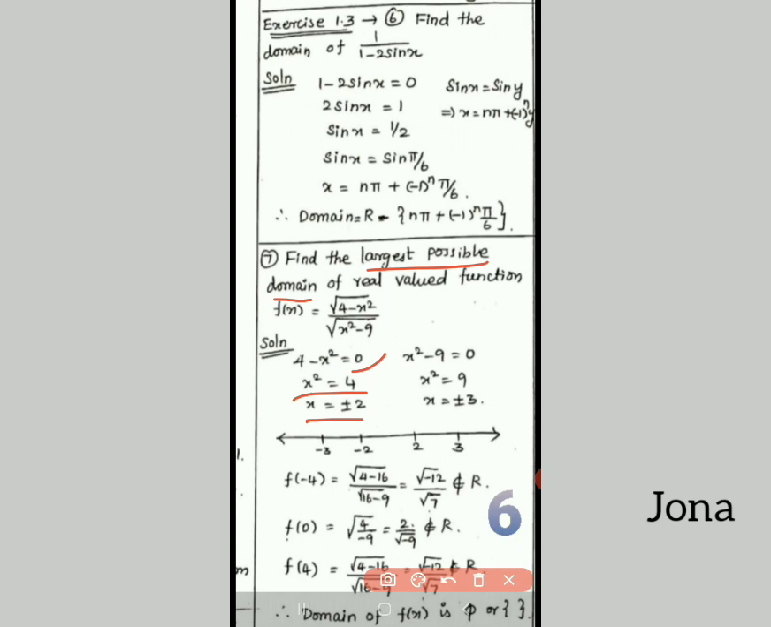And then the next one is x square minus 9 equal to 0. So x square equal to 9, so x equal to plus or minus 3. So totally I have 4 values here, plus or minus 2 and plus or minus 3. These I want to keep on the number line. Plus 2 and plus 3 will be on the positive side, minus 2 and minus 3 will be on the negative side.